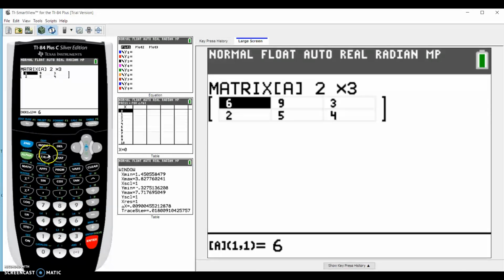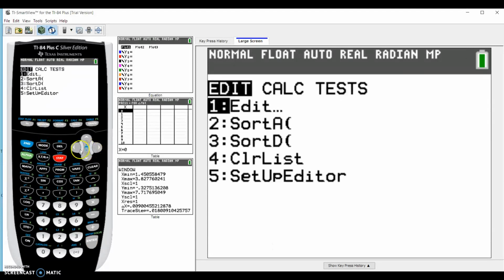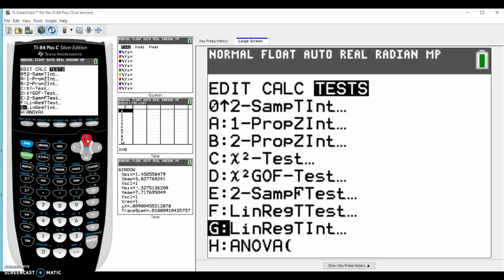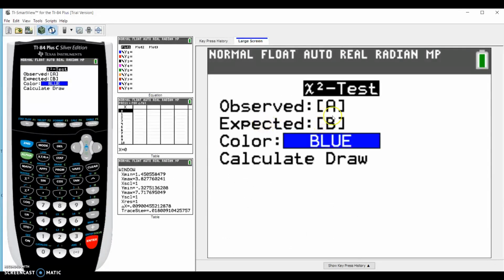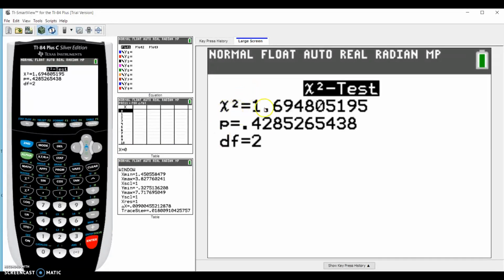Okay. And so now if we go back to our chi-squared, looking for number C there, and we've given it our observed matrix. We do not actually have to give it our expected matrix. It's just telling us where it's going to store the information. And we can go down to calculate. So it's given us our chi-squared value, that's our test statistic, our p-value, and it's actually calculated our degrees of freedom for us. That makes sense as our degrees of freedom because we had 3 columns and 2 rows. So we should have 3 minus 1 times 2 minus 1 as our degrees of freedom, which is 2.